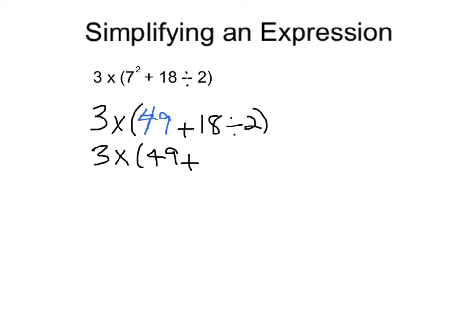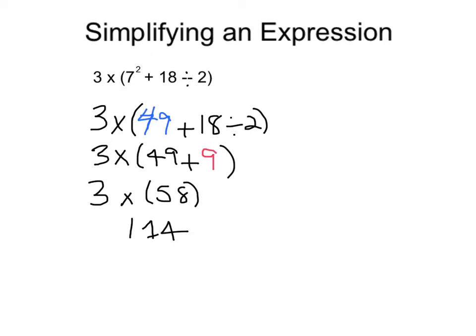18 divided by 2 we know is 9. Alright, so now we're still within the parentheses. So we still can't do anything with the 3 or the multiply. So we have 49 plus 9. 49 plus 9 is 58. Alright, so now we can just multiply 3 times 58. 3 times 58 is 174.